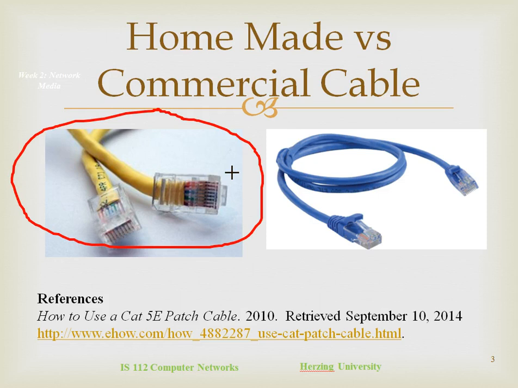Let's say you need to run some cable and it needs to be 55 feet in length. You can make it exactly 55 feet, cut both ends, make the ends for it, and you're ready to go. Additionally, another advantage is you can install whatever ends are needed. Maybe instead of the ends that you see right here, you need the wall jack ends, and you can just do that.